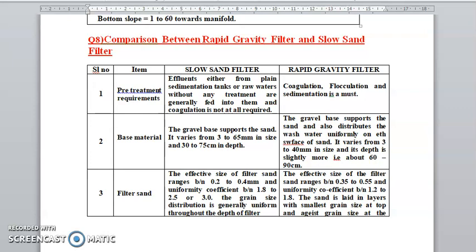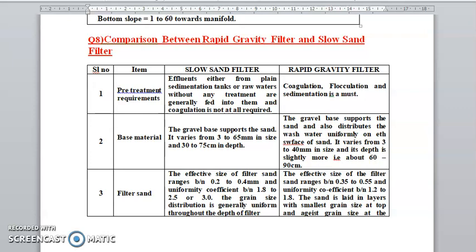Module 3, the comparison between the rapid gravity filter and the slow sand filter. First, pre-treatment required. In a slow sand filter, effluent either from the plain sedimentation tank or raw water without any treatment is generally fed into them, and coagulation is not required at all. In a rapid sand filter, coagulation, flocculation and sedimentation are a must.